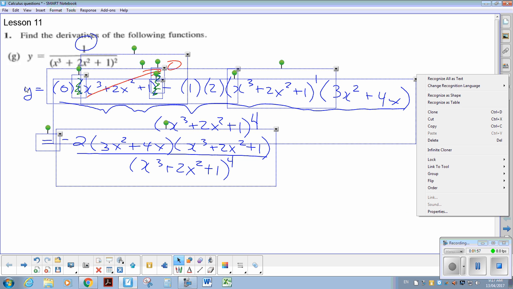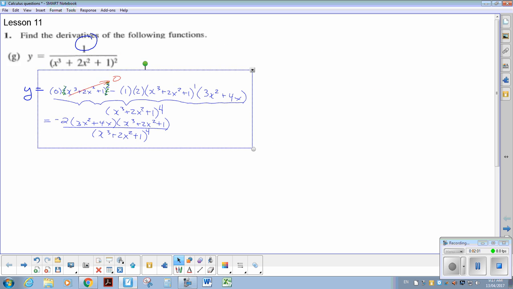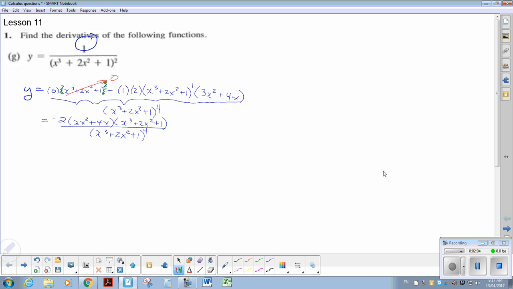So the way you do that is that we eliminate this whole fraction thing. So what about if we rewrite this function as y equals, and I'm going to move that denominator up to the numerator, so x cubed plus 2x squared plus 1. And when we move it to the numerator, the exponent becomes a negative. So now it is just a power law.